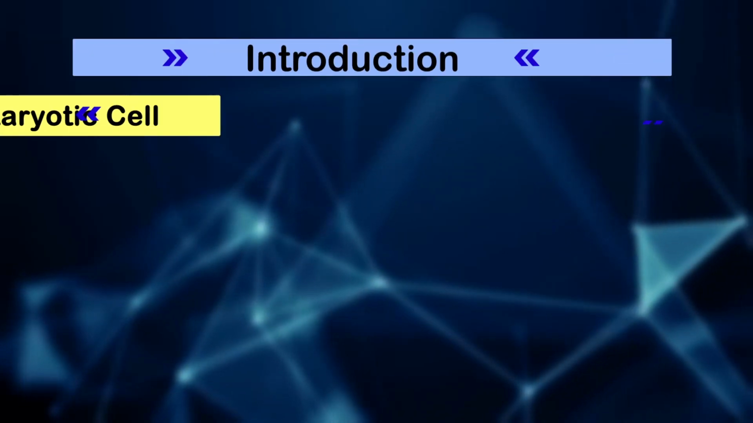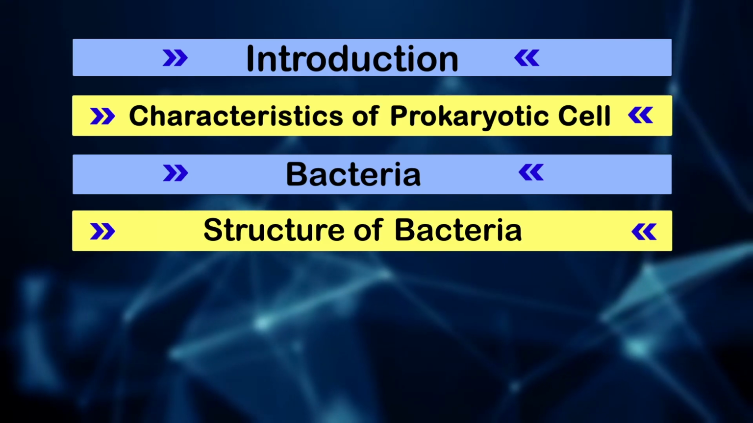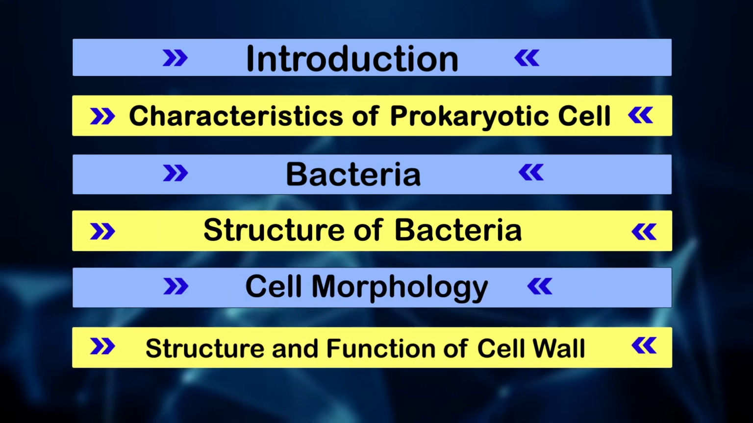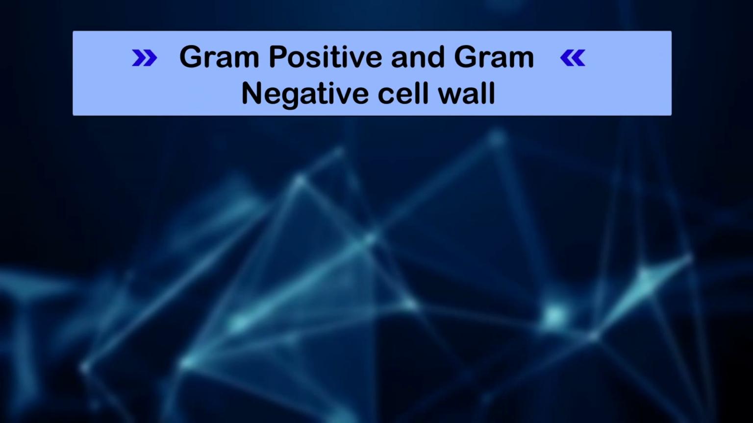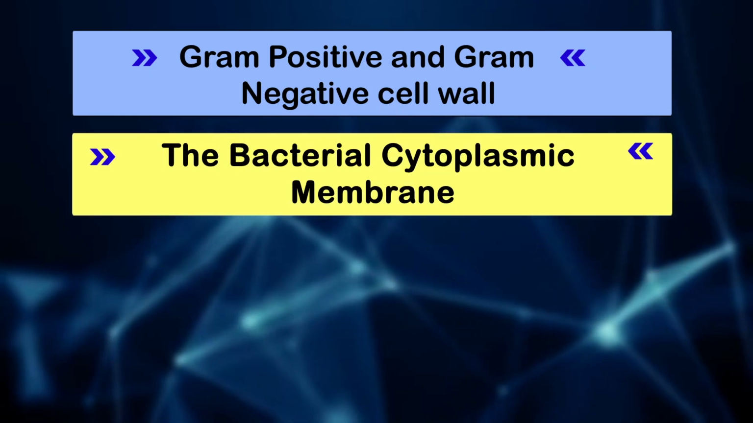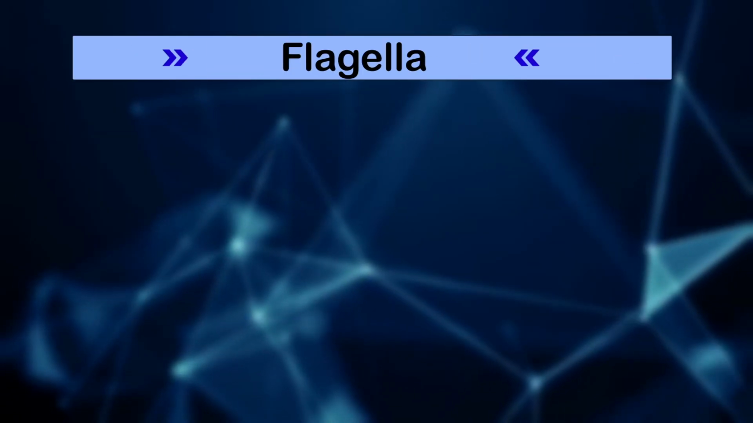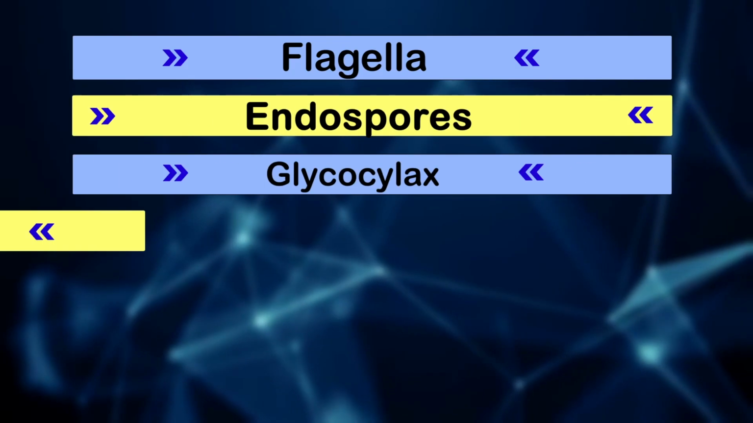The content of today's topic is: introduction, characteristics of prokaryotic cells, bacteria, structure of bacteria, cell morphology, structure and function of the cell wall, gram positive and gram negative cell walls, the bacterial cytoplasmic membrane, nutrient storage structures, capsules and slime layer, flagella, endospore, glycocalyx, and summary.